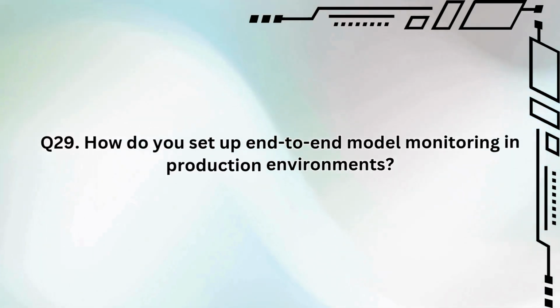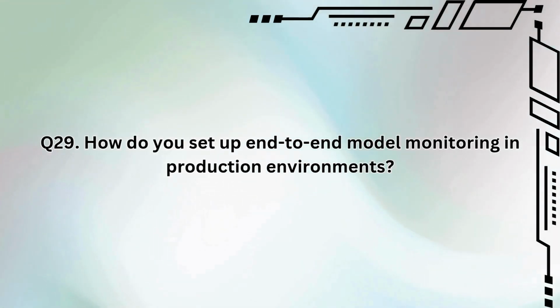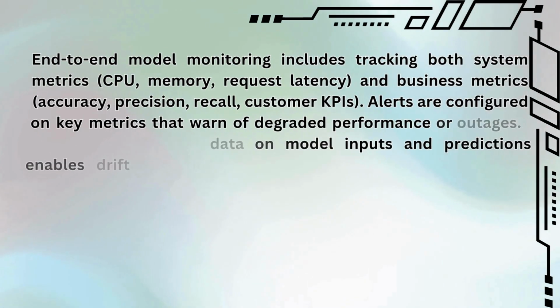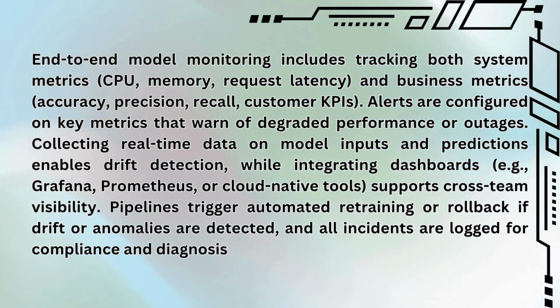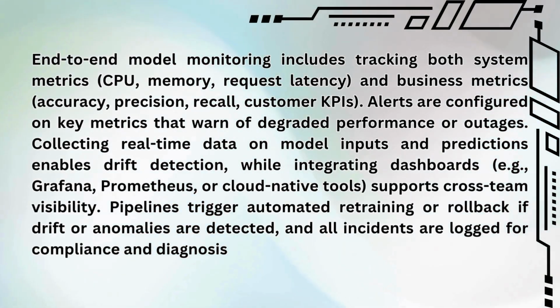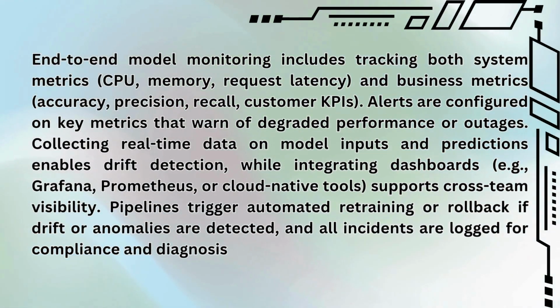How do you set up end-to-end model monitoring in production environments? End-to-end model monitoring includes tracking both system metrics, CPU, memory, request latency, and business metrics, accuracy, precision, recall, customer KPIs. Alerts are configured on key metrics that warn of degraded performance or outages.